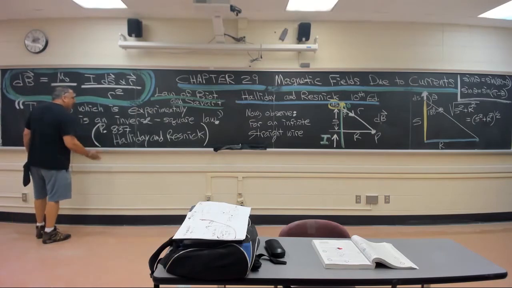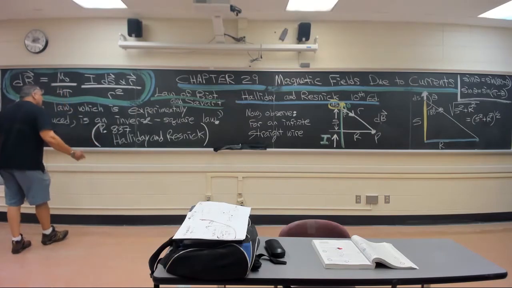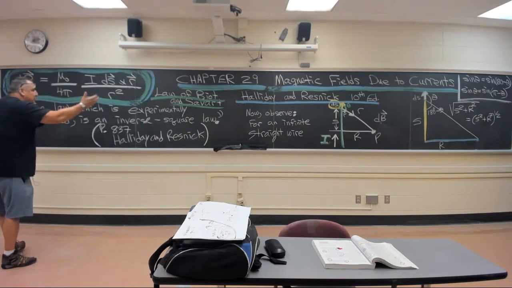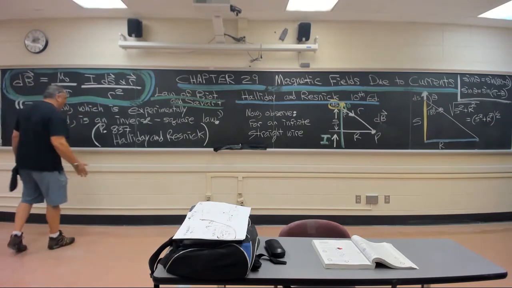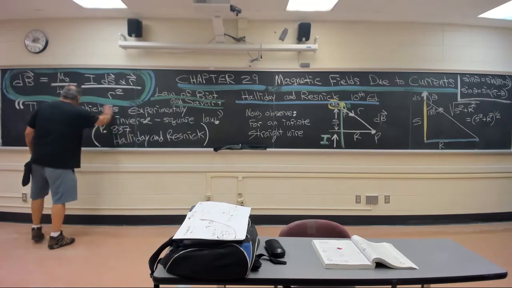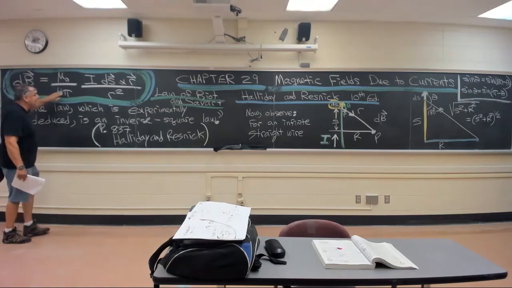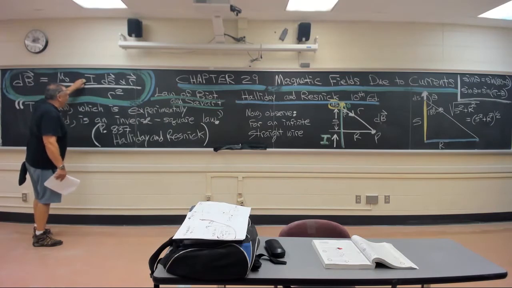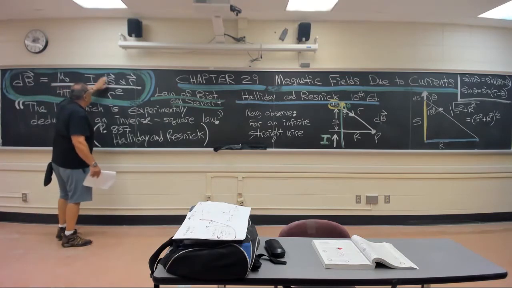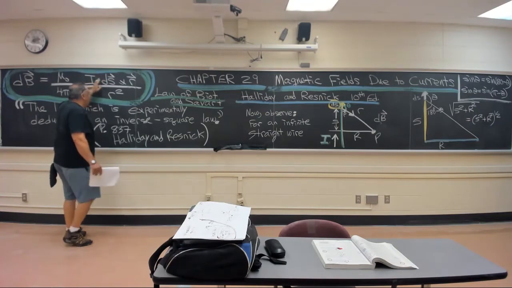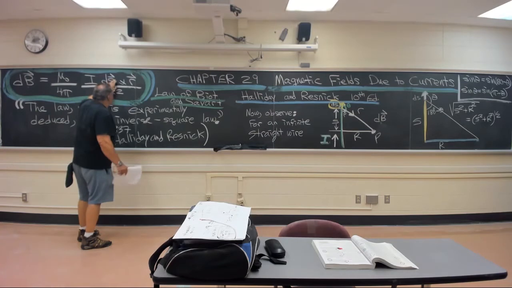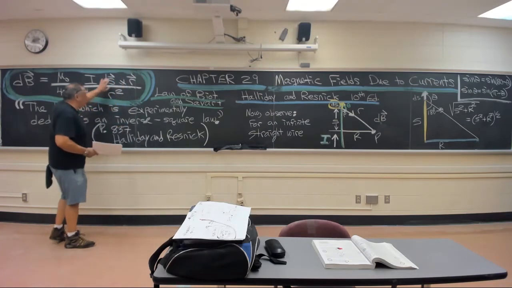In the Halliday and Resnick book, 10th edition, in chapter 29 for magnetic fields due to currents, it's page 837. This is talked about. So it's experimentally deduced. It's an inverse square law. Mu 0 is a constant. 4 pi is a constant. It's directly proportional to I, and directly proportional to this product. Well, not necessarily, in a sense. This is ds vector cross r vector. So it's directly proportional to this cross product.